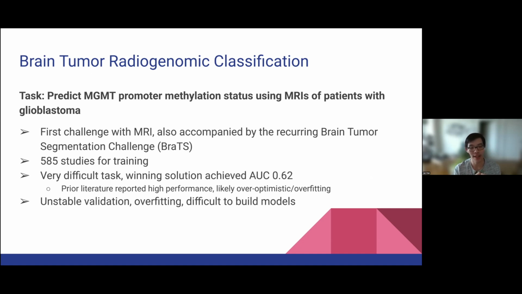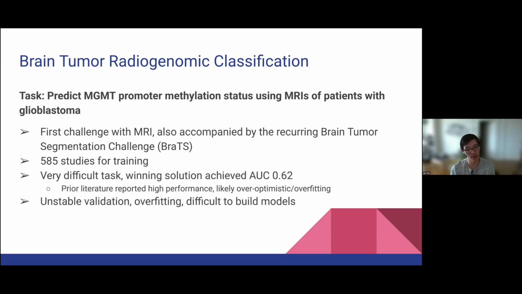So you'll notice that for the intracranial hemorrhage competition, 25,000 head CTs, pulmonary embolism, 12,000 CTs. Here we had less than 600. And for a very hard task, this made it very challenging to build an effective model. And so the winning solution achieved an area under the curve of 0.62. This is a value that ranges from 0.5 to 1, where 0.5 is basically no better than flipping a coin. So here we're slightly better than flipping a coin.